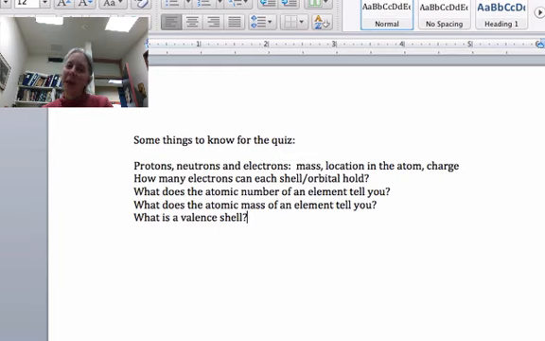You should know what the atomic number tells you. The atomic number is the number of protons in an atom of that element. You should know what the atomic mass is. The atomic mass is the number of protons plus the number of neutrons. And you should know what a valence shell is. That's the outside shell of an atom. And that tells you how the atom will behave. Good luck on the quiz.